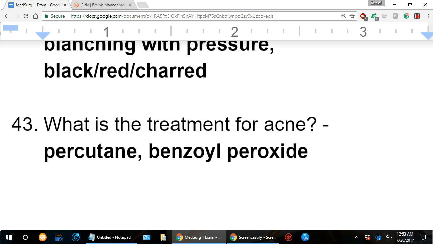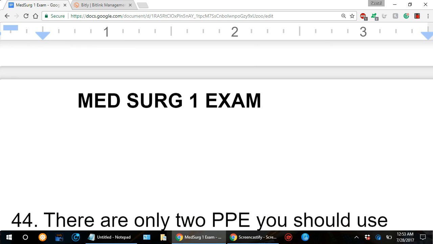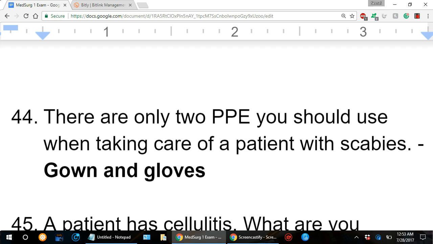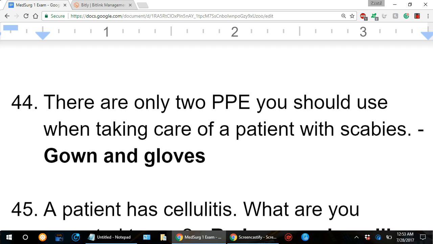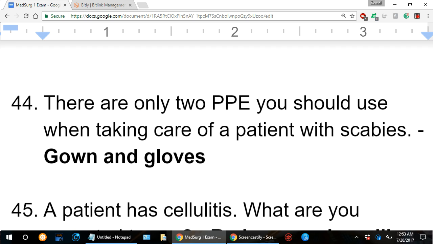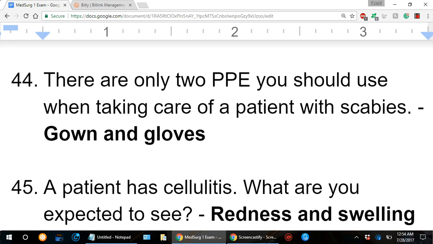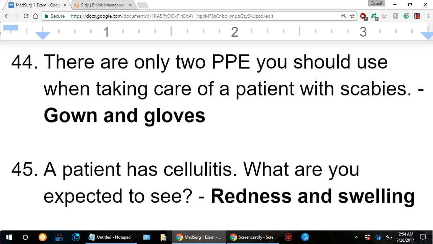What is the treatment for acne? Benzoyl peroxide. There are only two PPE items you should use when taking care of a patient with scabies: gown and gloves.